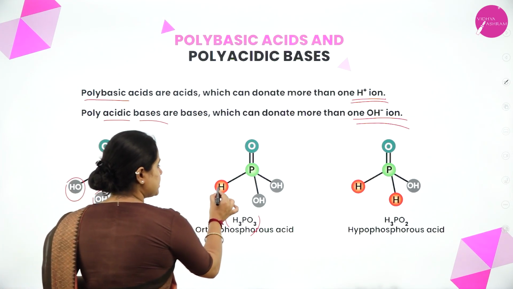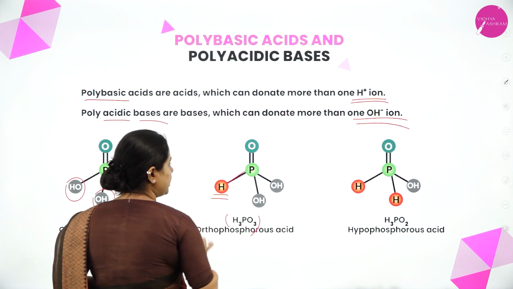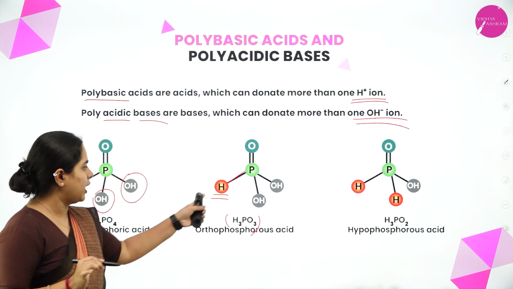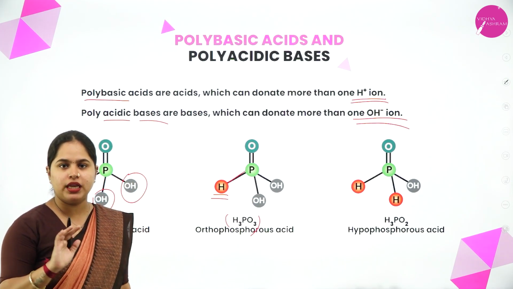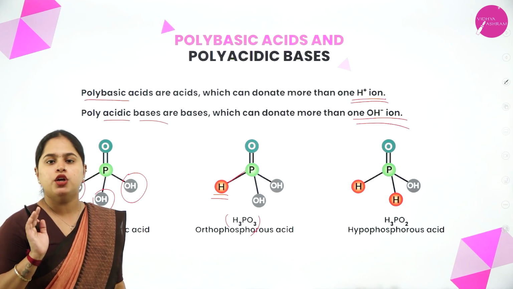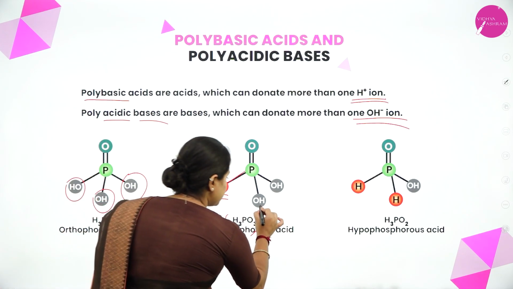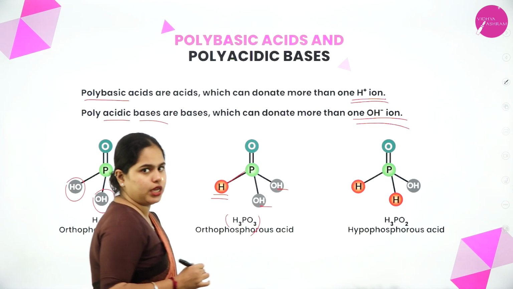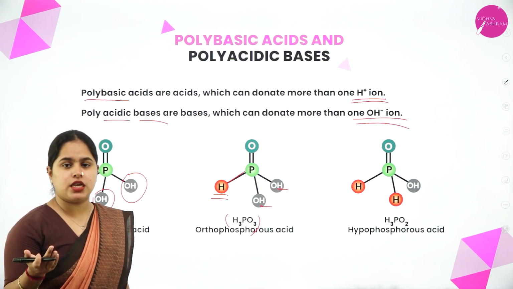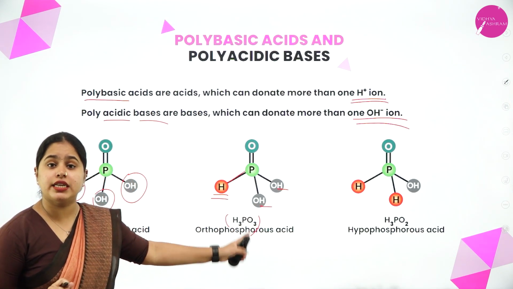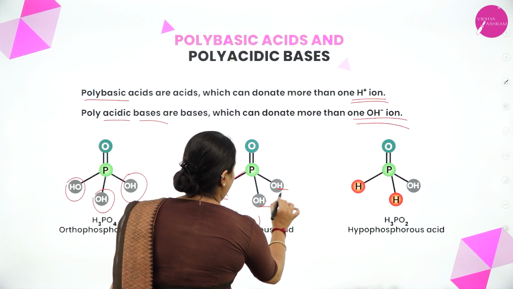Now the next one is H3PO3, that is orthophosphorus acid. So in this case this hydrogen atom is directly attached to the phosphorus. So this hydrogen atom is not ready to be replaced or it is not ready to be donated. So how many are there? This one hydrogen atom and this one hydrogen atom. So there are 2 H plus ions which can be donated. So this is a dibasic acid, 1 and 2.